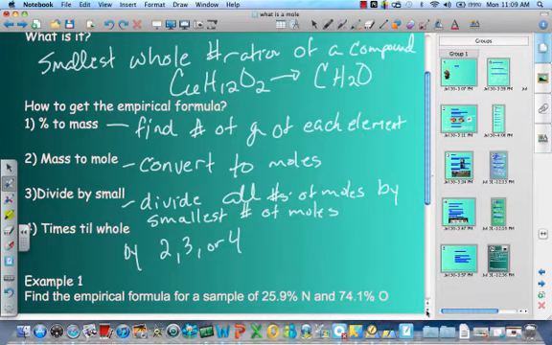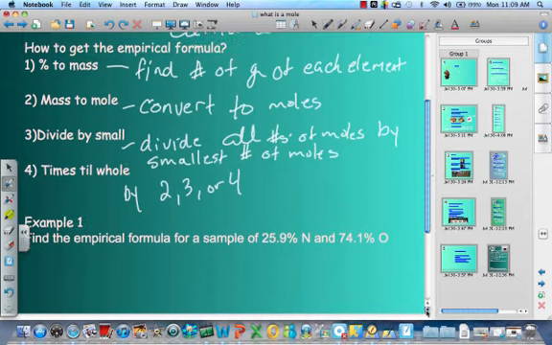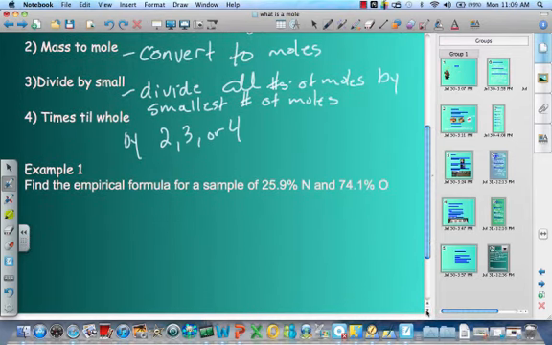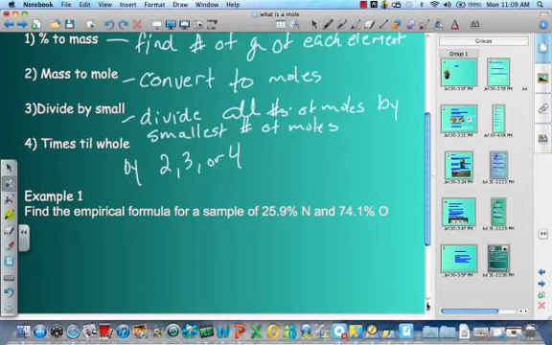Okay, so let's go ahead and do an example. That's the best way to see what all this means. Find the empirical formula for a sample of 25.9% nitrogen and 74.1% oxygen. So the first step is percent to mass. I give you a percentage, and you're going to have to make this a number of grams. But like I said, if you are given percentages, assume you have 100 grams. Then that really means that 25.9% is 25.9 grams, and 74.1% is 74.1 grams.